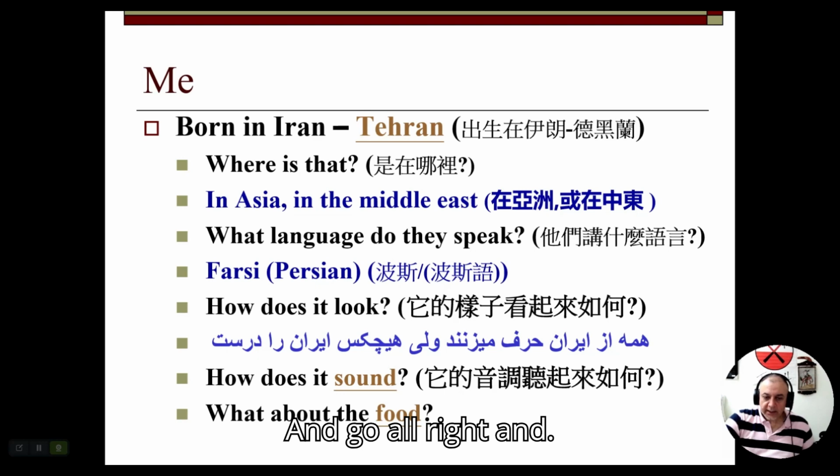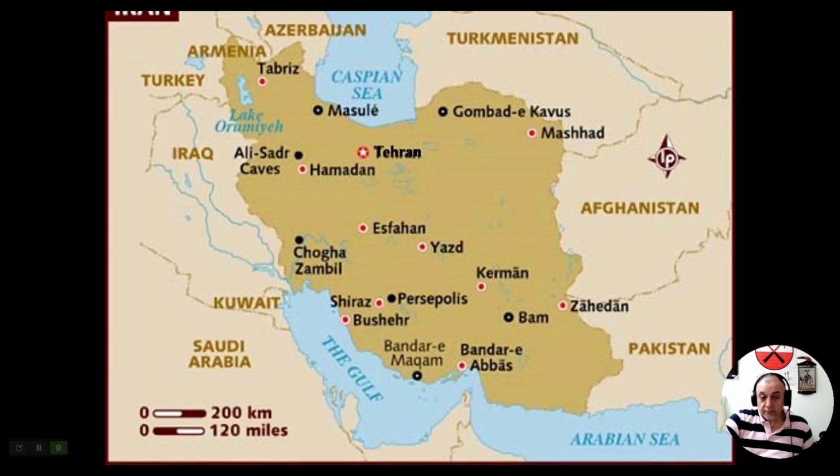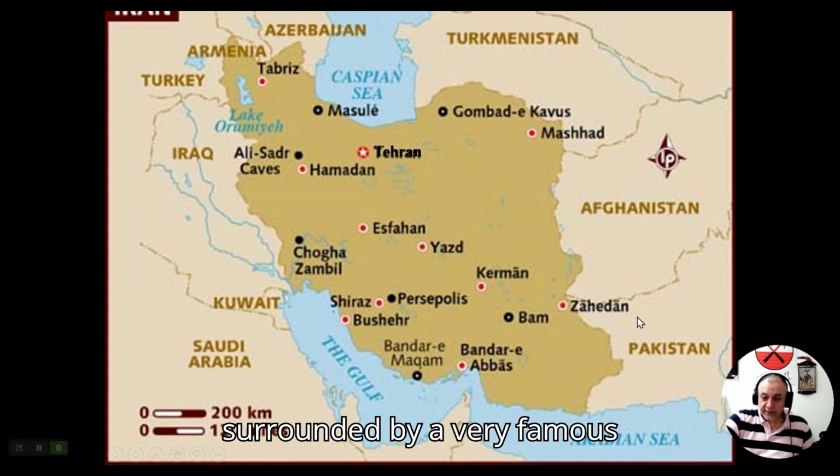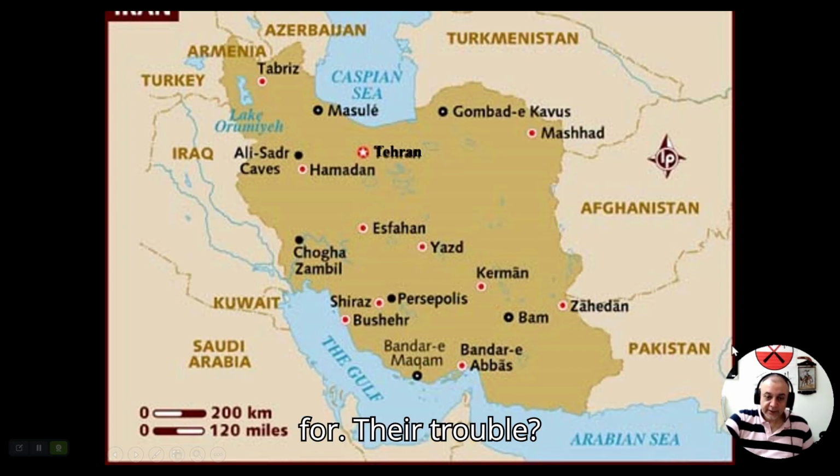All right, and this is the map of Iran, surrounded by very famous countries, always on the news for their trouble. Pakistan, Afghanistan, and Iraq, Saudi Arabia here.